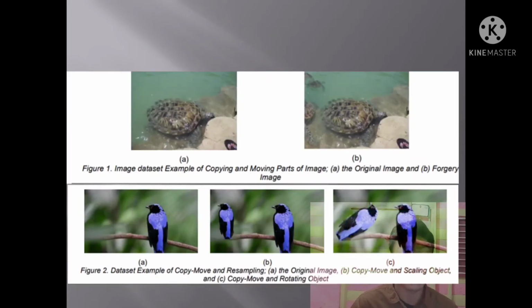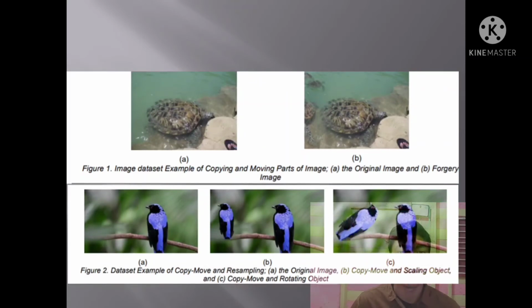Picture A, the original image. Picture B, copy move and scaling. And picture C, copy move and rotating object. As the meaning, picture B and picture C have been edited.